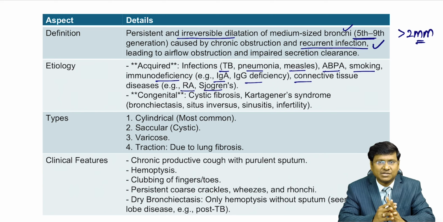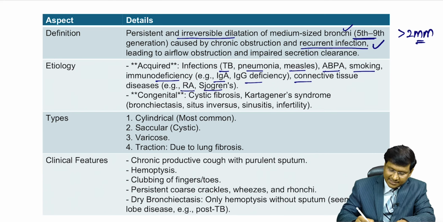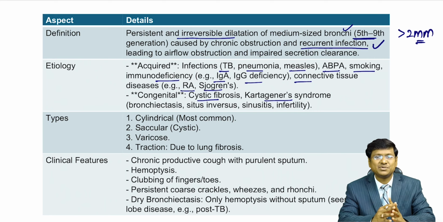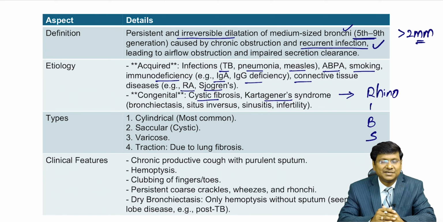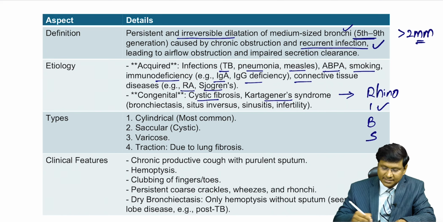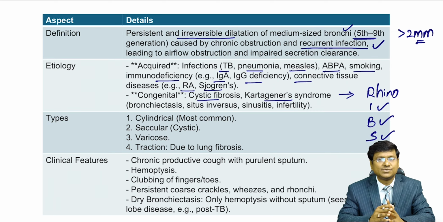Then what are the congenital causes for the development of bronchiectasis? The congenital causes include cystic fibrosis as well as Kartagener syndrome. Now in case of Kartagener syndrome, what are the components? Along with bronchiectasis, there are a few other components. You can remember them in the form of a mnemonic, that is RIBS. The letter R stands for rhinosinusitis. The letter I stands for infertility. The letter B is bronchiectasis, and the letter S is situs inversus. Situs inversus is where the organs are transposed onto the opposite side.